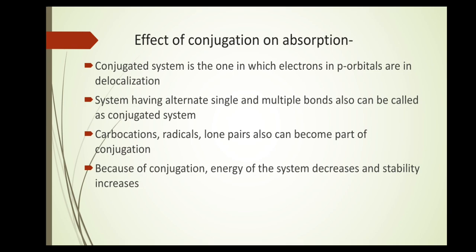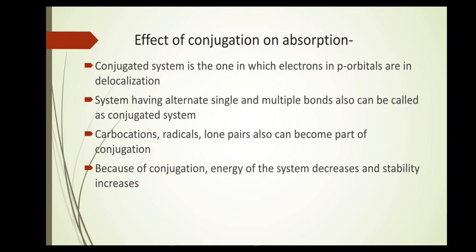So a system having alternate single and double bonds also can be called a conjugated system. So carbons having alternate single and double bonds, or single and triple bonds: single bond, double bond, single bond, double bond, single bond, double bond. These types of systems also can be called conjugated systems. Sometimes carbocations, meaning carbon having positive charge, carbon radicals, meaning carbon having a single electron, and lone pairs of electrons present, all these electrons also may be involved in the conjugation to make it a conjugated system.